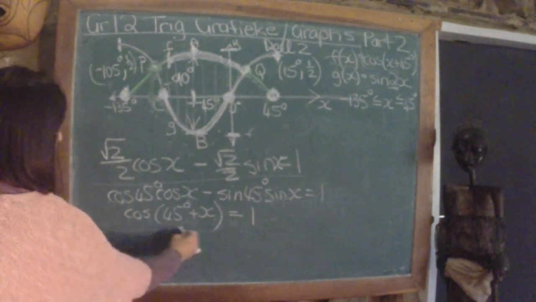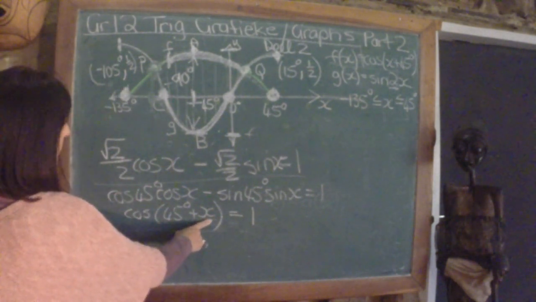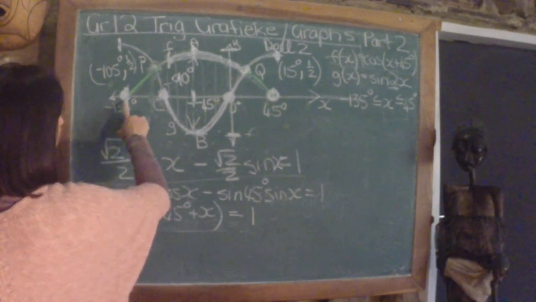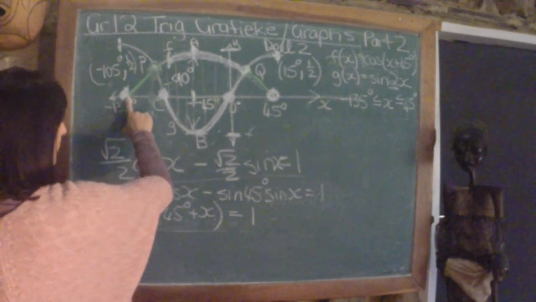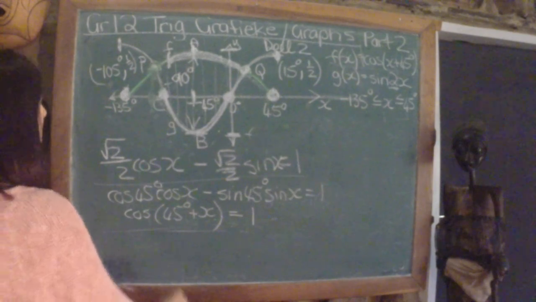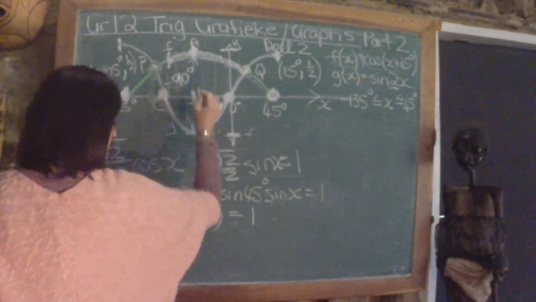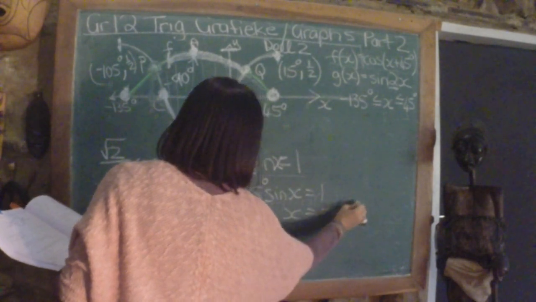So nou kan ek uit my skets uit gaan kyk, waar is die cos van 45 plus x? That will be function f. That is going to be x plus 45. That's going to be that piece of function. Where is it equal to 1? En hy is daar gelyk aan 1, so x is gelyk aan minus 45 grade.